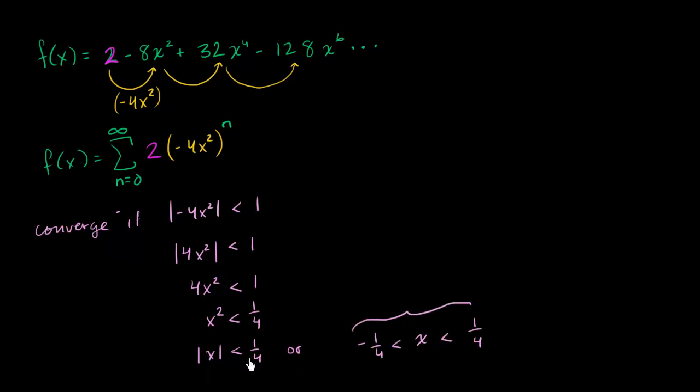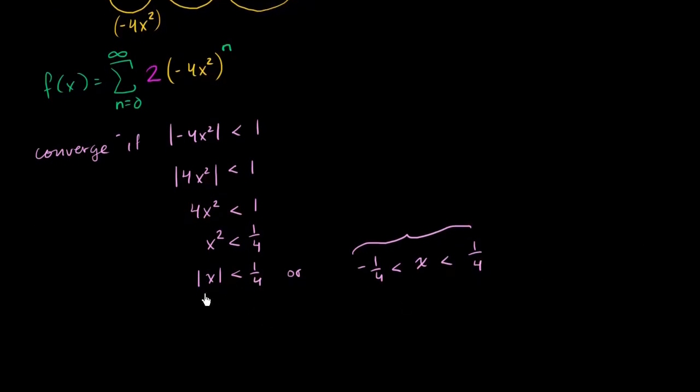Expressed this way, we're really saying the radius of convergence. This will converge as long as the absolute value of x is less than our radius of convergence. As long as x stays less than 1/4 away from 0. To make that a little bit clearer, you could rewrite this as the distance between x and 0. As long as this stays less than 1/4, this thing is going to converge. So this is the interval of convergence. You could view 1/4 as the radius of convergence.